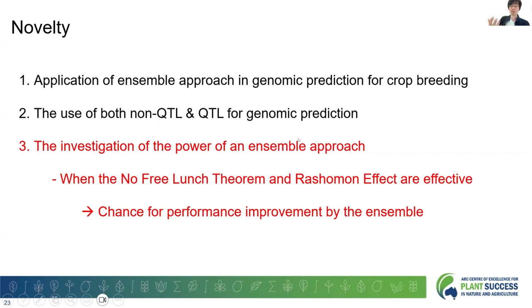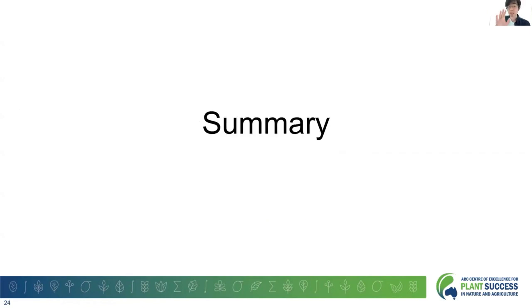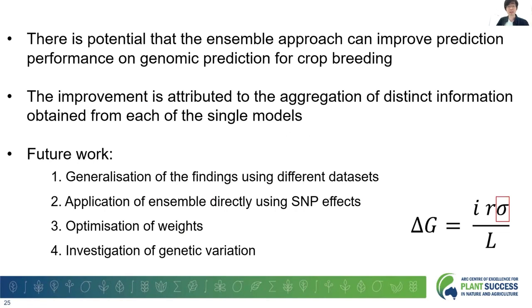Like I mentioned in the previous slide, when the no free lunch theorem and the Rashomon effect are effective in the prediction result, then there's a chance that we can further enhance the prediction performance by using the ensemble approach. So those are the novel points for our research at this point. In summary, we can say that there's potential that the ensemble approach can improve the prediction performance in genomic prediction for crop breeding, which is attributed to the aggregation and combination of distinct information from each of the single models. And for future work, we have four main points at this moment.